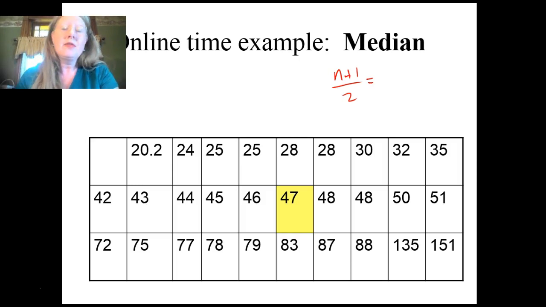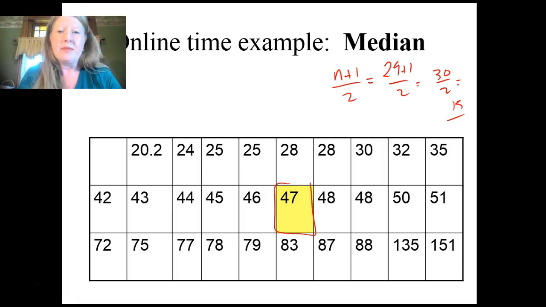That's not going to give you the actual number of the median, but that'll give you the position of the median in the data set. So I had 29 plus 1 over 2. That's 30 over 2, which equals 15. So I know if I order things from smallest to largest and go right to the 15th position, that's going to be my median.